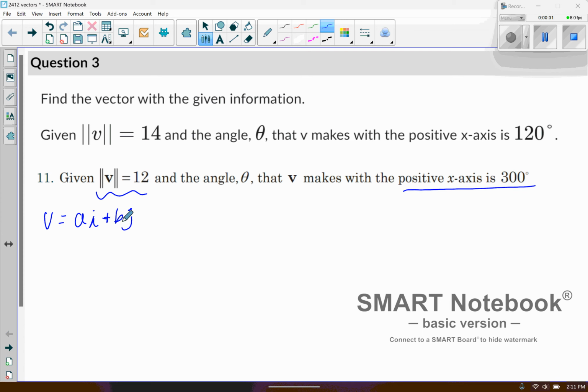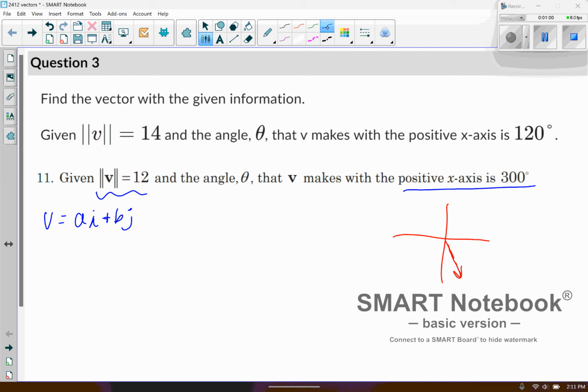The i and the j just stand for the unit vectors. So we have to find my x distance and my y distance, which is the a and the b part. I know the complete length of the vector is 12, and it might help to draw a picture so we can have a better idea of what's going on. So we're at 300 degrees, and my vector probably looks something like that. So we know my x value is going to be positive and my y value should be negative.